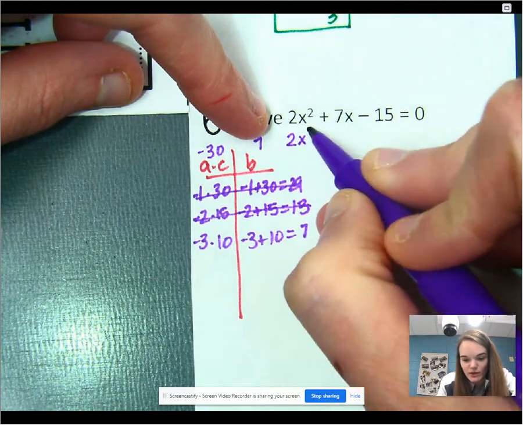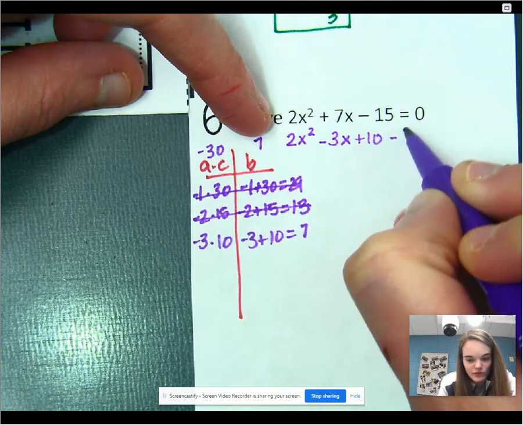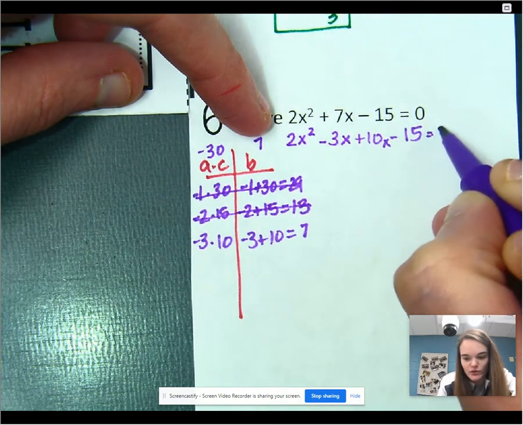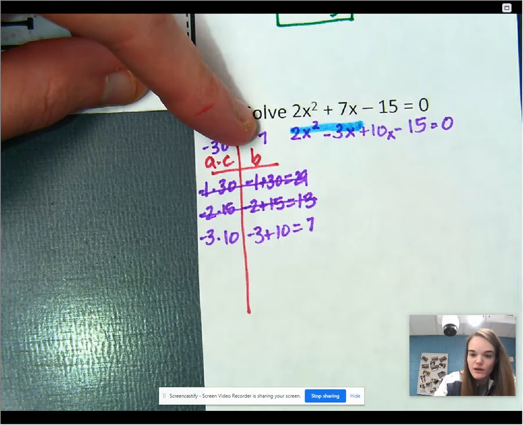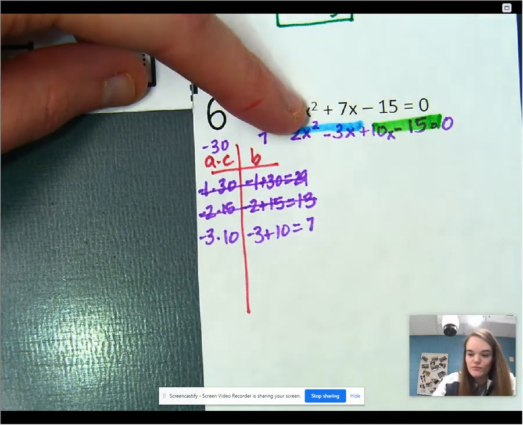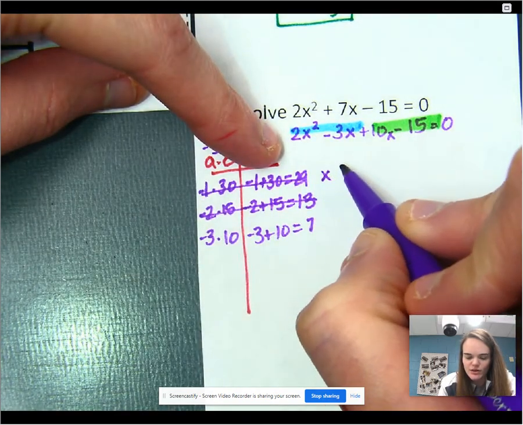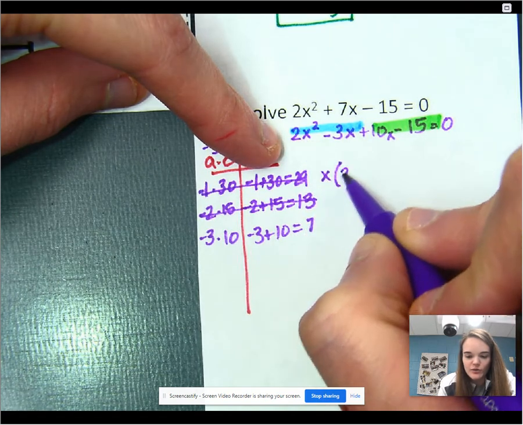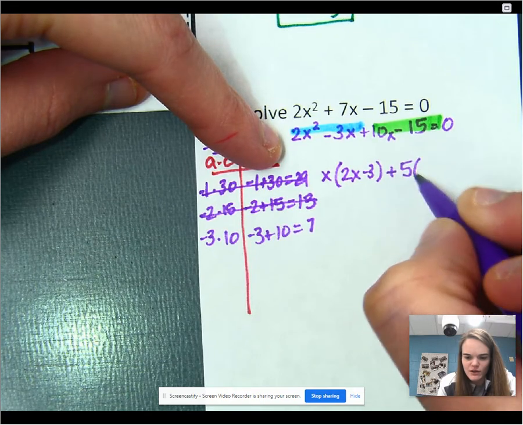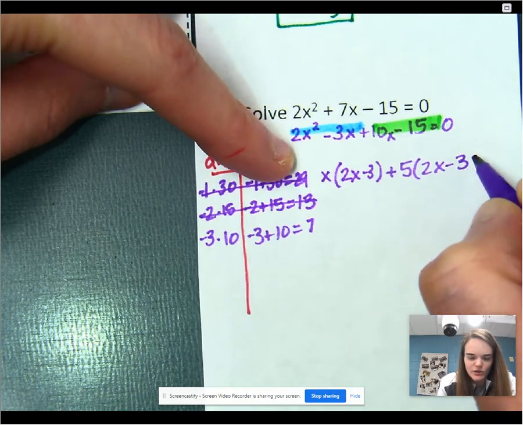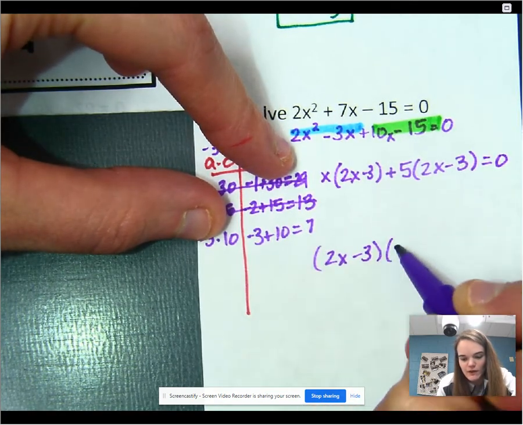So bring down 2x squared, but instead of 7x, we're going to put minus 3x plus 10x minus 15, and bring down the equals 0. Once you've done that, we're going to group it. First two and the last two. And now let's take out our greatest common factor. We're left with 2x minus 3. We can take out a 5, so plus 5 and 2x minus 3. So they match, so we're good. And then separate: 2x minus 3, x plus 5.